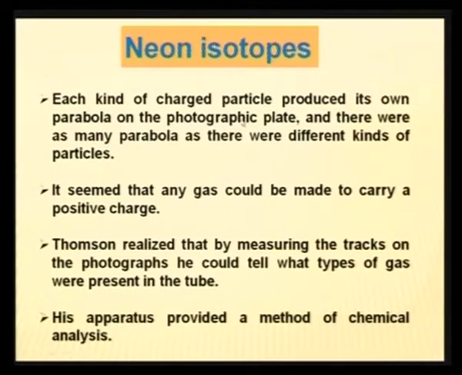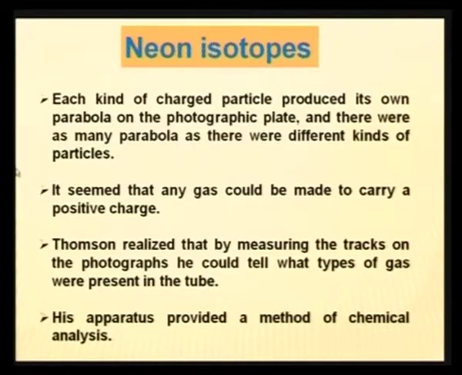Each kind of charged particle produced its own parabola. So depending upon the mass, the parabola will be hitting the photographic plate at different points. It seemed that any gas could be made to carry a positive charge. Any gas, nitrogen or oxygen or helium. Thomson realized that by measuring the tracks on the photographs, he could tell what type of gas was present in the tube. So it can be used as a gas analyzer.